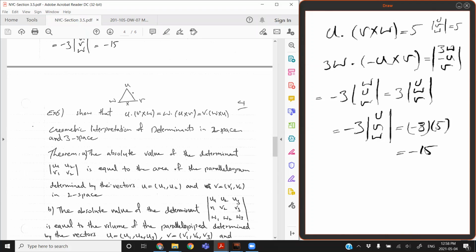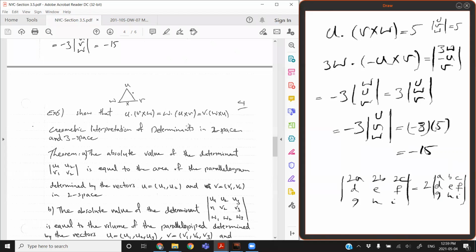Yes? I'm just confused. Where did you get the negative 3 in the beginning? Do you remember if you had this? If, for example, you have 2A, 2B, 2C, D, E, F, G, H, I, you can factor out a 2 from the first row. You get the same as having 2 times A, B, C, D, E, F, G, H, I. When we were studying the properties of determinants, you can factor out one number from a row or a column.